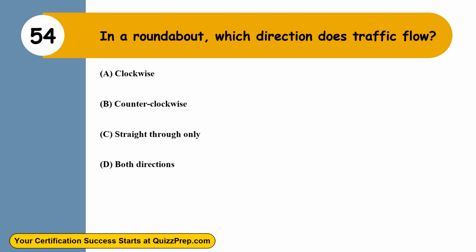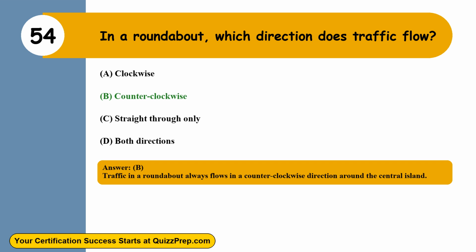Question 54. In a roundabout, which direction does traffic flow? Option A, clockwise. Option B, counter-clockwise. Option C, straight through only. Option D, both directions. The correct answer is option B, counter-clockwise. Traffic in a roundabout always flows in a counter-clockwise direction around the central island.